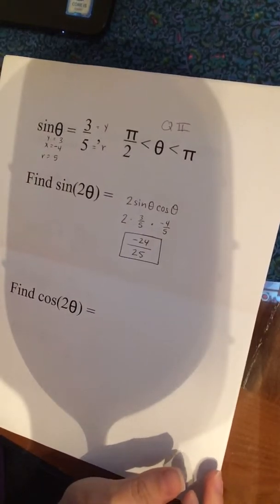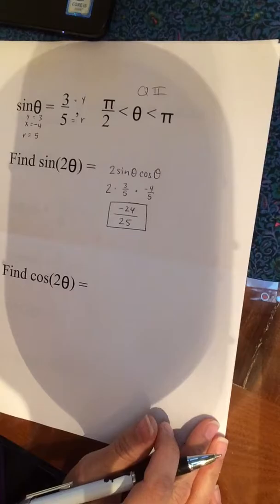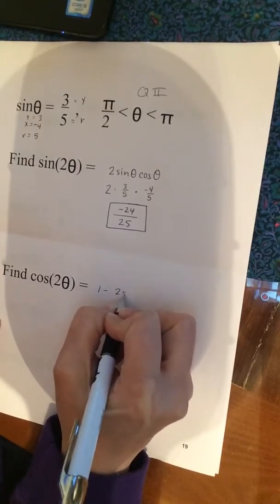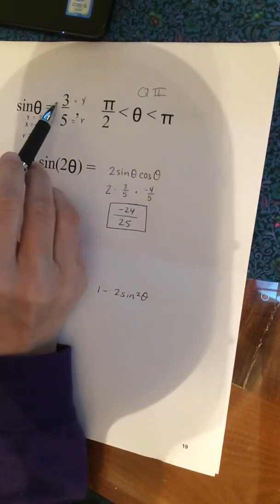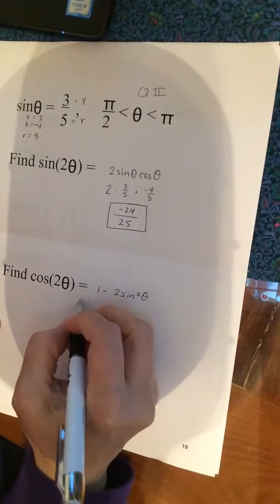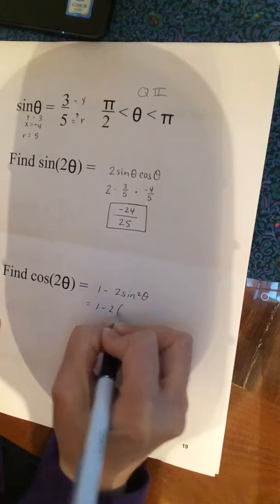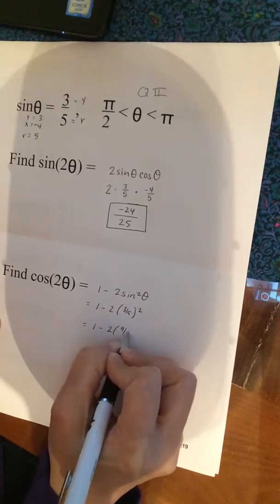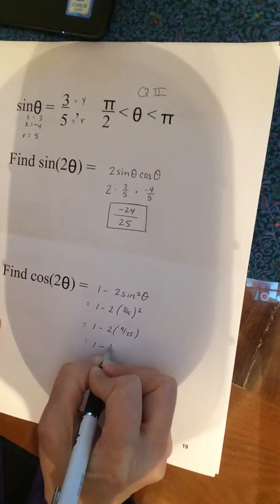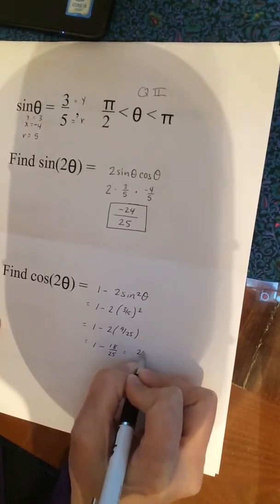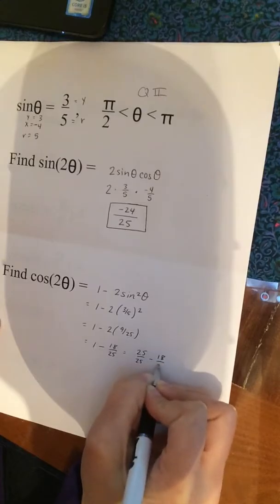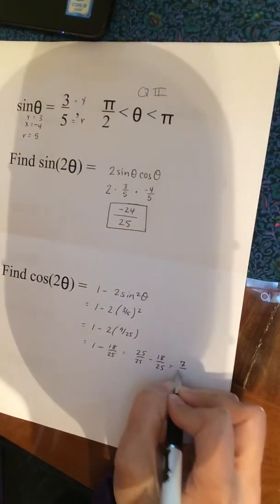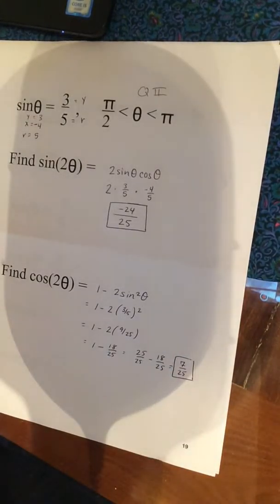Now, for the cosine of 2 theta, you can use any formula that you want, and I'll show you that they all work. So let's say we want to do it as 1 minus 2 sine squared of theta, simply because they gave us sine of theta, so that's pretty easy to start with. So this becomes 1 minus 2 times 3/5 squared. So 1 minus 2 times 9/25, which would become 1 minus 18 over 25. So you have 25 over 25 minus 18 over 25, which is going to give you 7 over 25. So that's using one of the formulas.